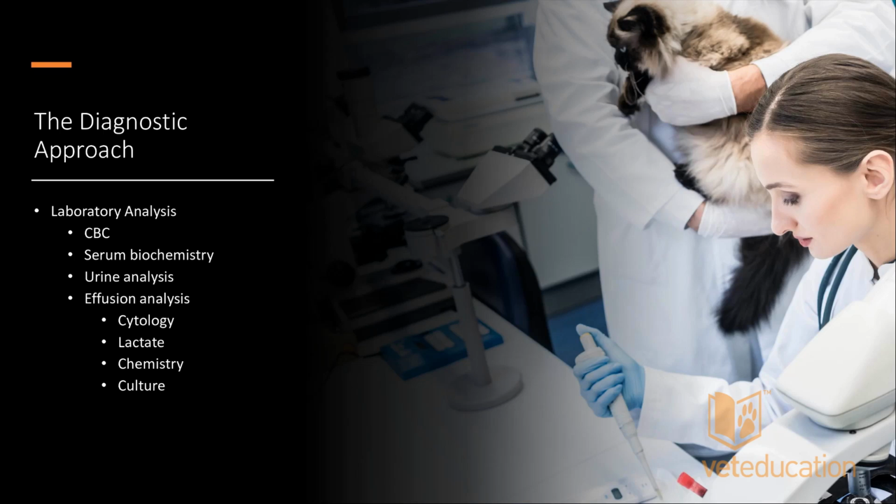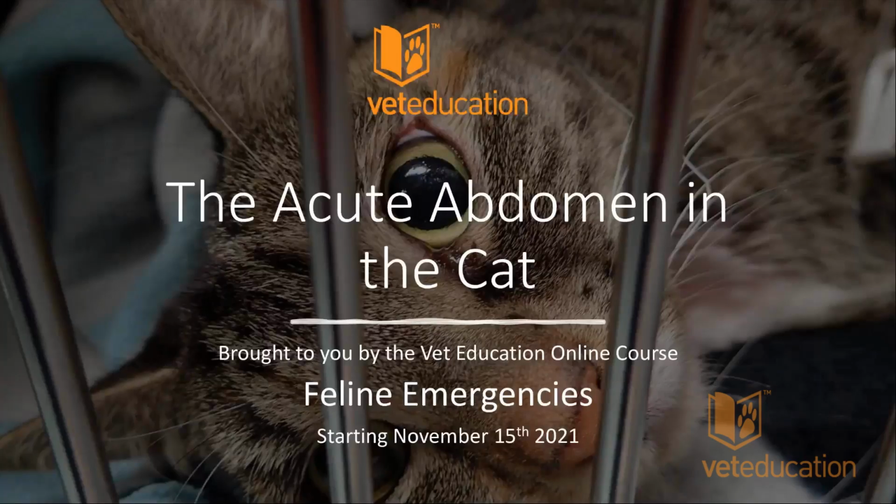Moving on, blood test, CBC, biochem, urine analysis, and having a look at the effusion. If you manage to get some effusion, do cytology on it, measure lactate, do some chemistry, so urea, amylase, bilirubin, lactate, and so on, and obtain a sample for culture just in case you are dealing with a septic abdomen as well. So that's our workup, and it's very, very similar to the sort of workup we do in the acute abdomen in the dog.